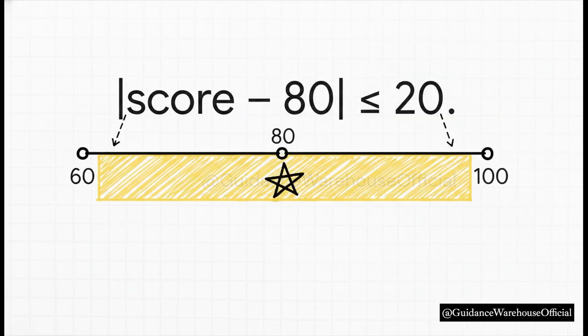And there you have it. The absolute value of your score minus 80 has to be less than or equal to 20. It's a perfect translation. It means the distance between whatever you scored and the target score of 80 can't be more than 20 points. It's just such an elegant and efficient way to express that idea.